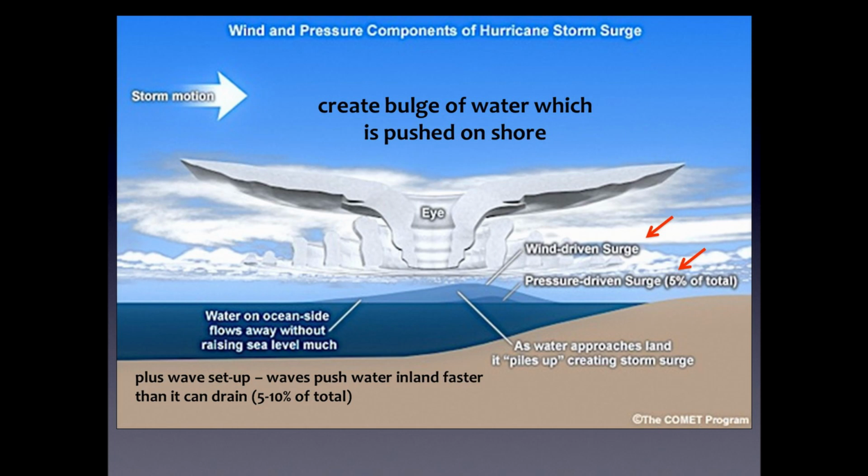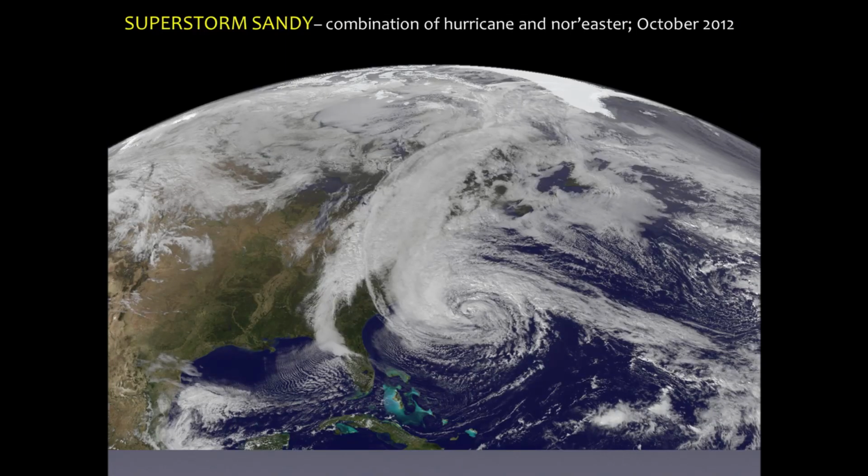As a bulge of water is created as that storm moves onto land, that creates the surge. We're going to finish off this lecture talking a little bit about Superstorm Sandy. This is a hurricane that hit in October 2012. It hit the eastern coast of the United States and extended all the way up towards places like New York City and even up into Nova Scotia. Why was it called Superstorm Sandy and not Hurricane Sandy? Well, it was a combination of both a tropical storm and an extratropical storm.